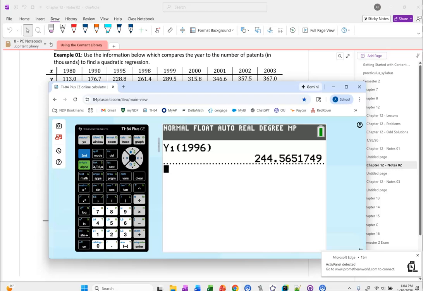So in 1996, how many patents would we have issued, or we predict we issued, how many? 244.565 is the answer. But look at the unit: it's the number of thousands. Patents in thousands. So it's really 244,565. That's where the decimal point is, so you want to round to the nearest patent. Does that make sense?